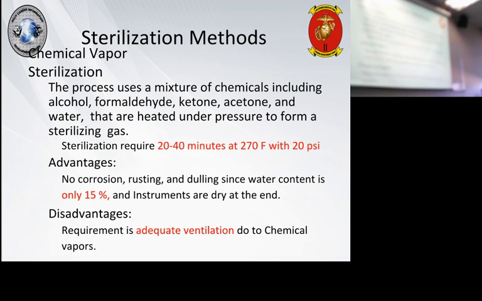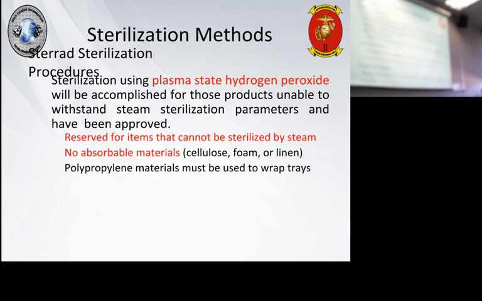Other methods, chemical vapor. The process uses a mixture of chemicals including alcohol, formaldehyde, ketone, acetone, and water, heated under pressure to form a sterilizing gas. 20 to 40 minutes at 270 degrees Fahrenheit with 20 psi. No corrosion, rusting, and dulling since the water content is only 15%. The instruments are dry at the end. Disadvantages, adequate ventilation for the vapors. You may not be able to use that on a ship.